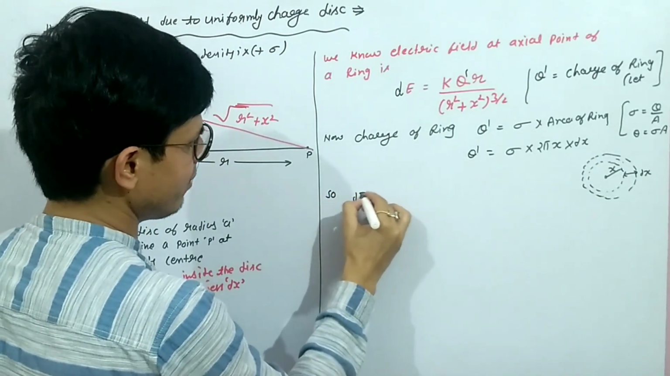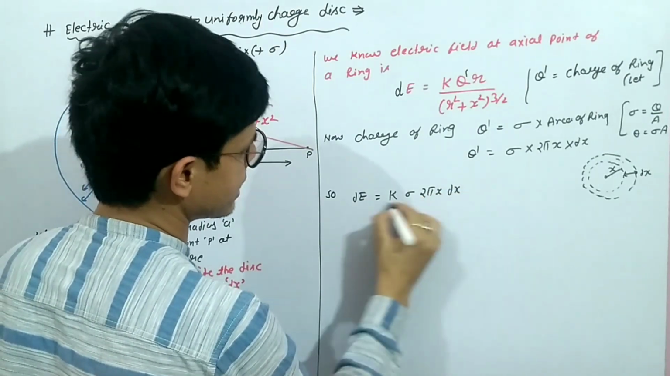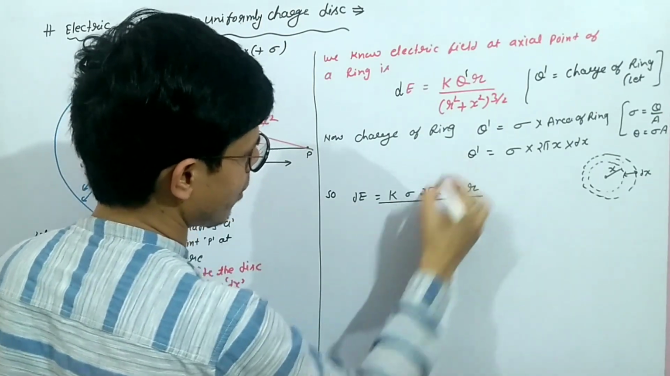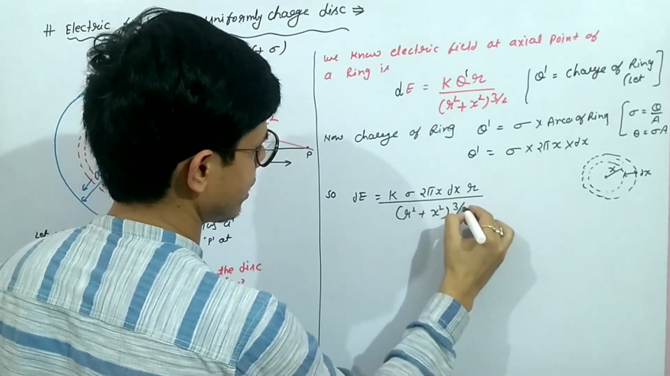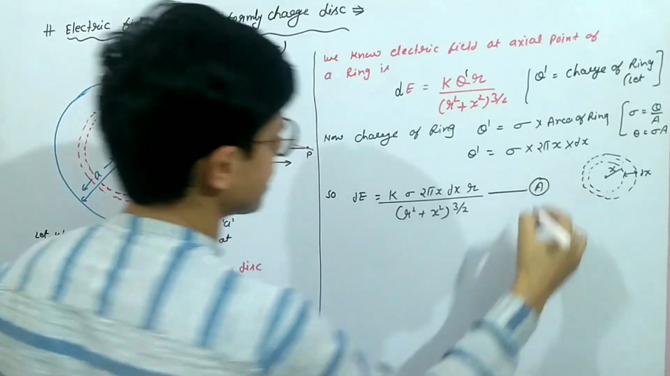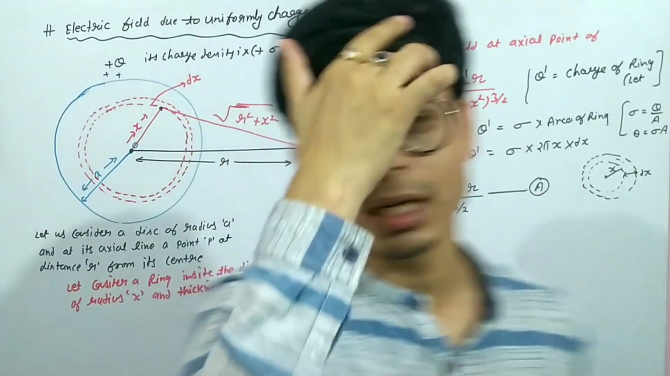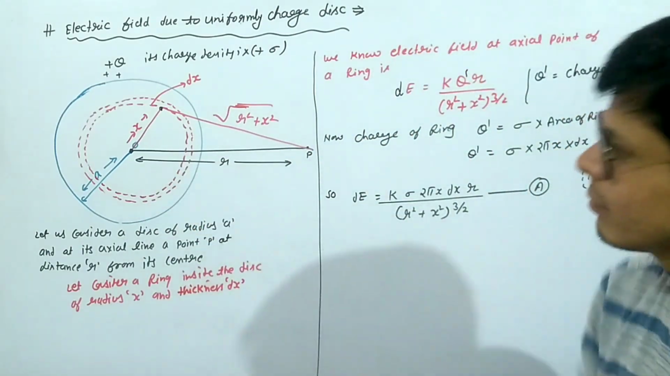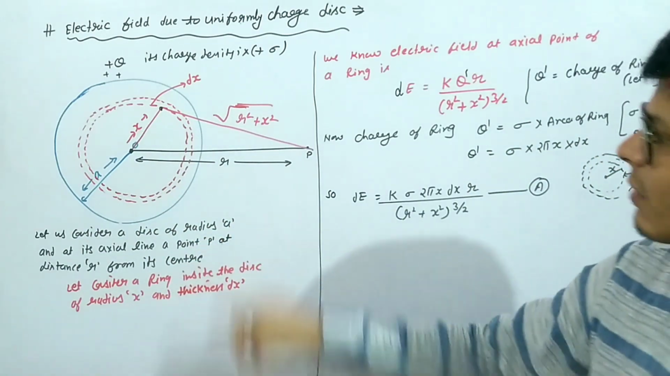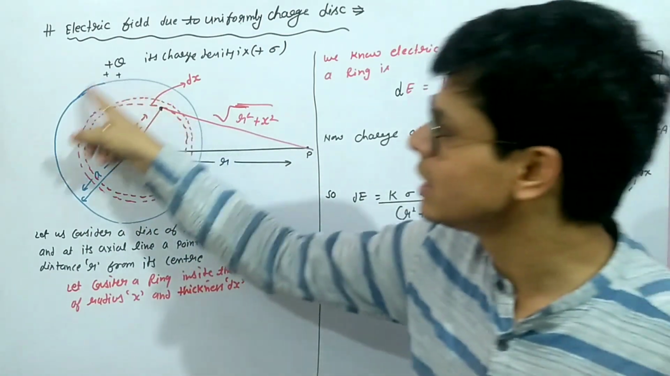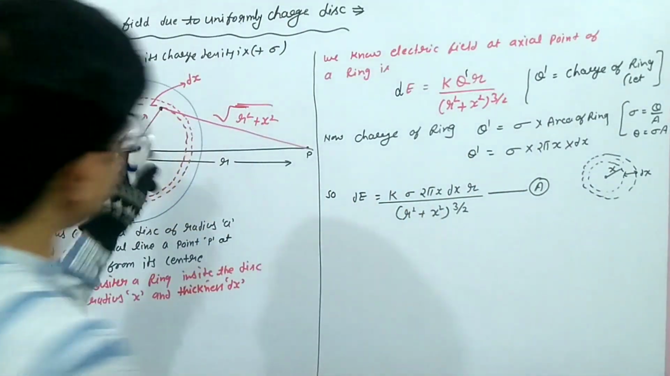So dE will be K sigma 2 pi x dx times r upon r square plus x square whole power 3/2. This is equation number A. So this is the electric field due to a small ring inside the disk. We have taken a small ring inside the disk. So due to that ring, the electric field at P will be this much. But this disk is made up of many rings. Yes or no? This disk is made up of many rings.